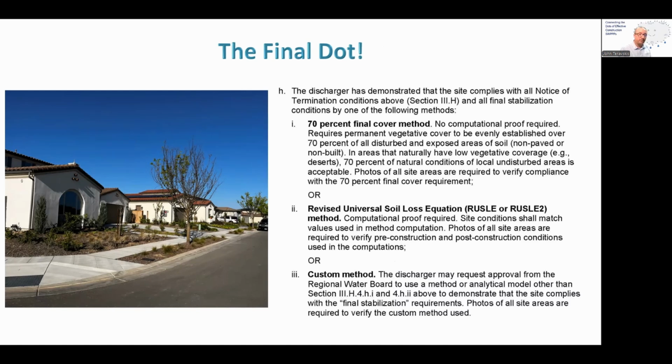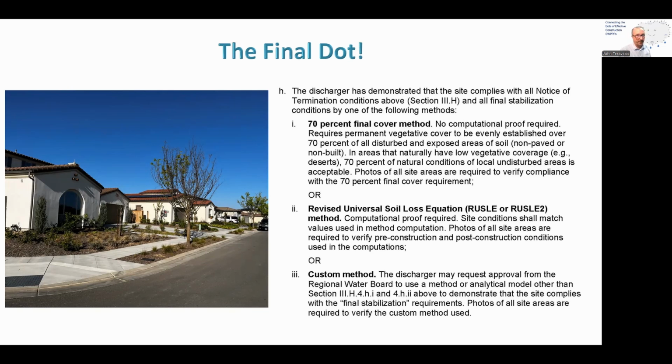All too many SWPs only identify final stabilization. Like they'll say, all right, we're going to landscape this. Well, yeah, 3 years down the road, you're going to landscape it. But what's that going to look like between now and 3 years from now? Those areas of soil disturbance. So I see a lot of SWPs that don't address temporary stabilization.